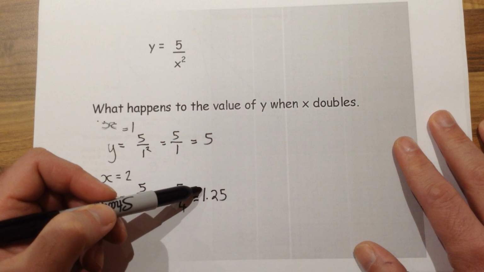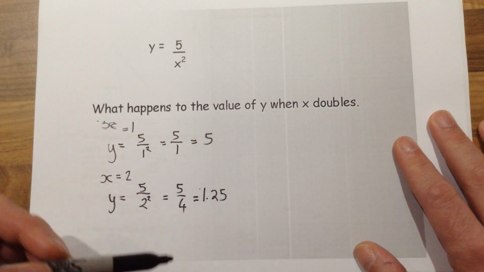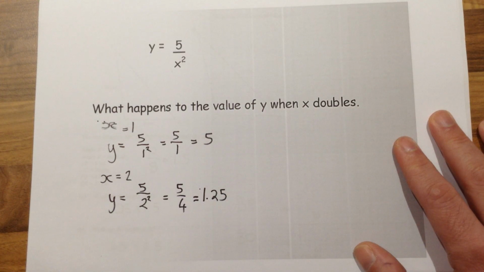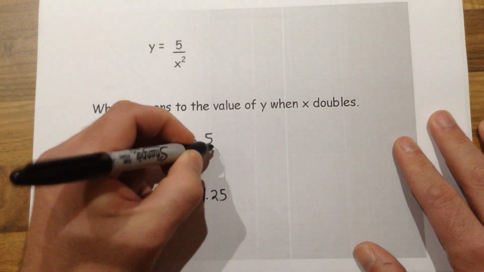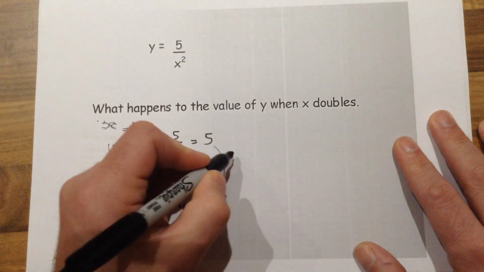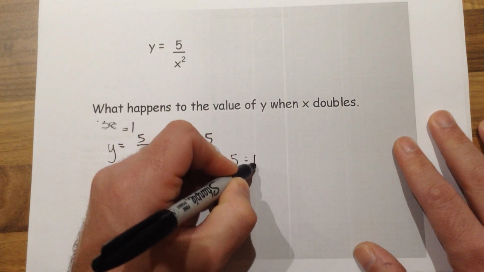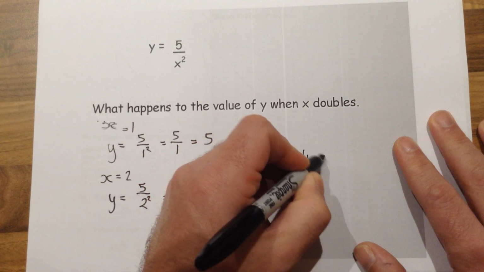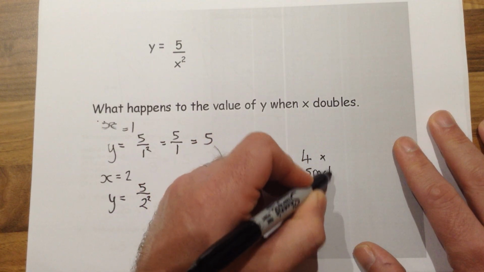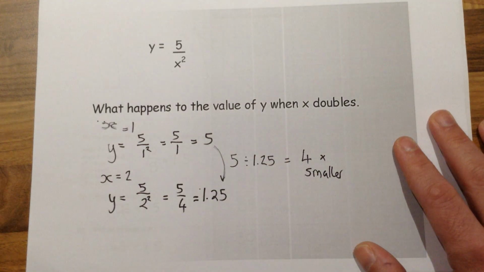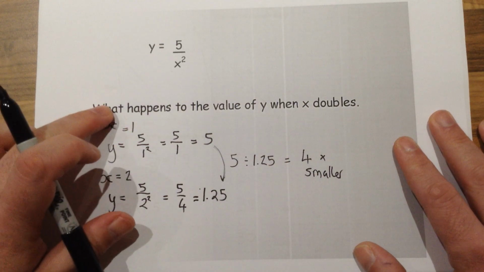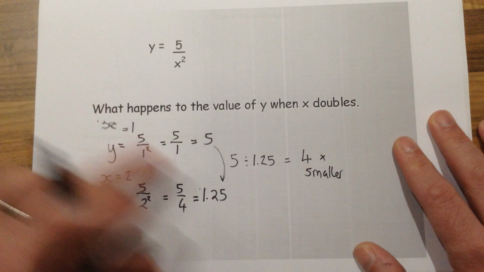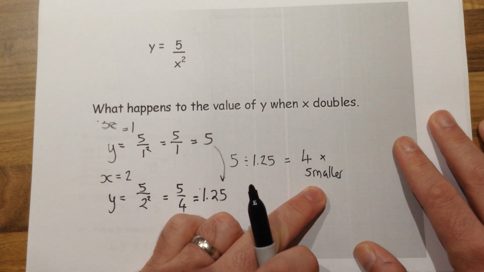So by doubling the value of x, what has actually happened is that the value of y has got smaller. Now it might want to know by how much smaller. So all I would do to find out how much smaller it's got is I'd do 5 divided by 1.25 to show us that it's got 4 times smaller. So actually the effect that doubling x has is that it's made y 4 times smaller.